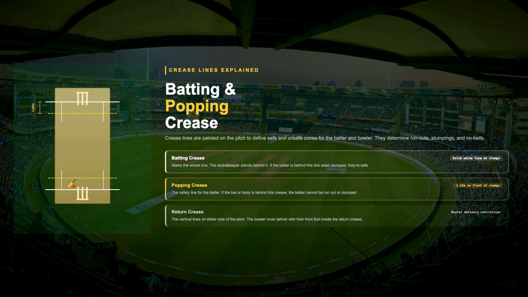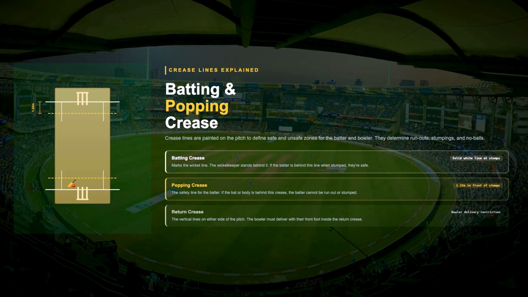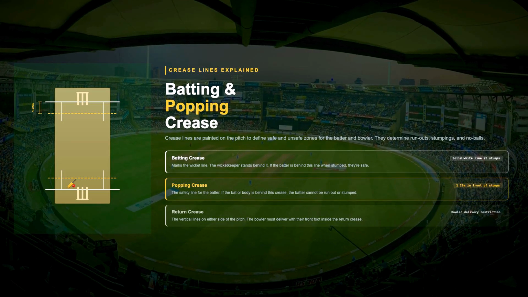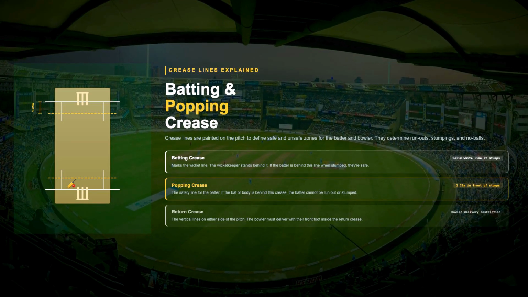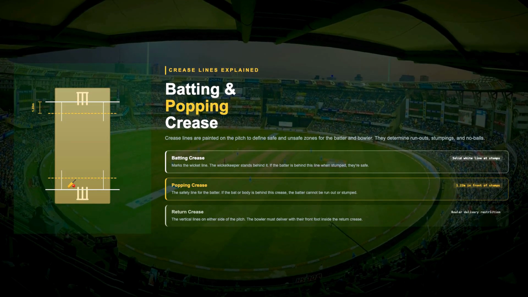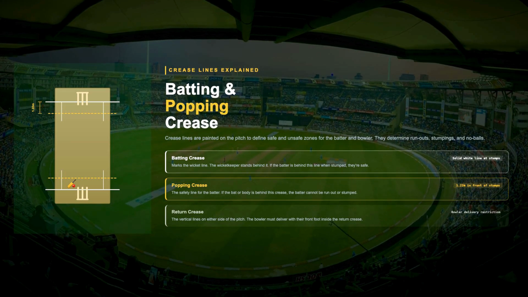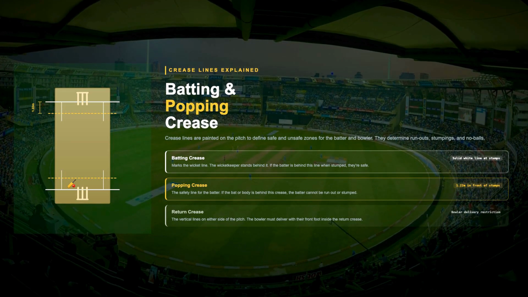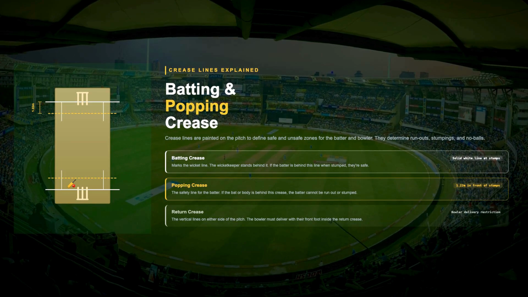There are also return creases, vertical lines on either side of the pitch. The bowler must deliver with their front foot landing inside the return crease. Overstepping the popping crease with their front foot is a no ball. The batting team gets a free run and the batter cannot be dismissed.